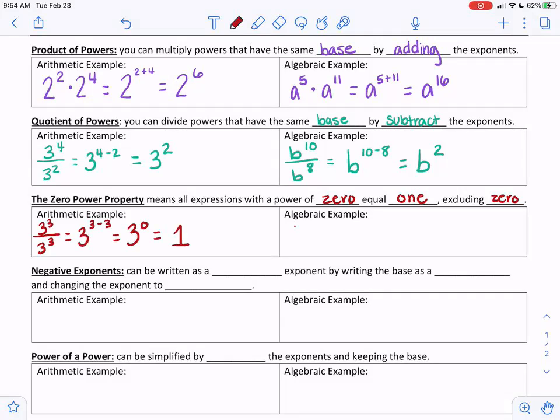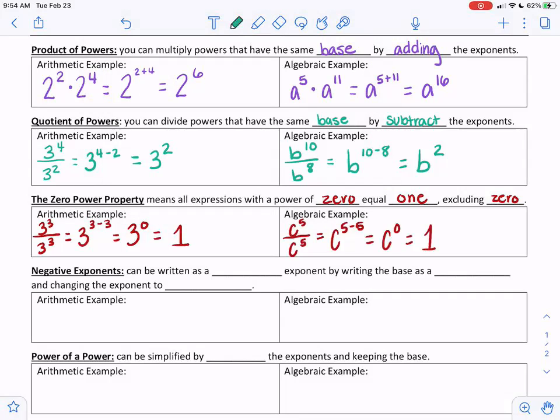Algebraically, we could talk about c to the fifth divided by c to the fifth. C to the 5 minus 5 is going to give us an answer of c to the 0 power, which would equal 1. No matter what it is, if it's to the 0 power, it's 1.